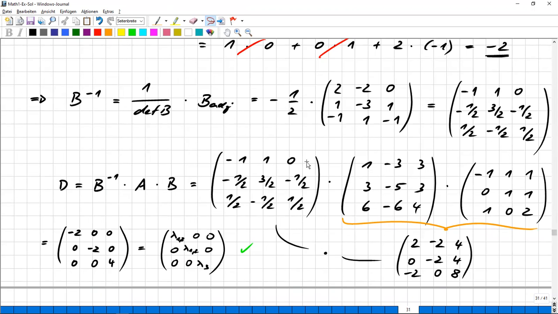And then if I multiply this one with this in the end, I get exactly the matrix -2, 0, 0, 0, -2, 0, 0, 0, 4. Here are our eigenvalues on the diagonal. So you believe it. You see that it's true, and you can go through the calculation step by step.